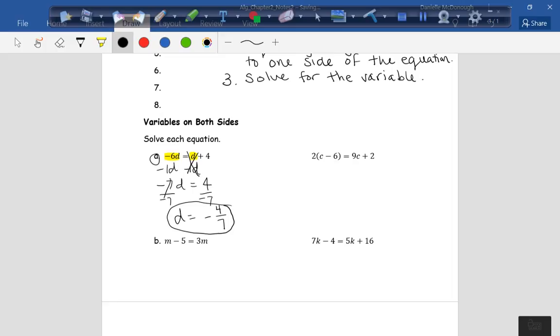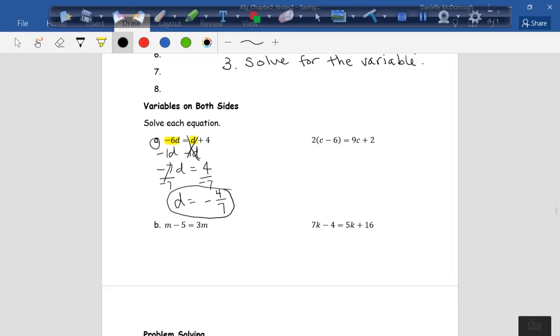Okay. I'm actually going to go down to this example right here, right below it, because it's very similar to that one. I'm going to ask myself, is there anything that can be simplified on each side? Over here there's not. Over here there's not. So what I'm going to do now is move my variables to one side of the equation. So I have an m there and I have a 3m here. And if you notice, this 3m is the only term on this side. So I'm actually going to move this 1m over there.